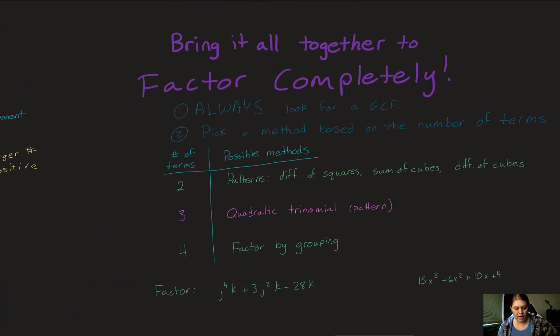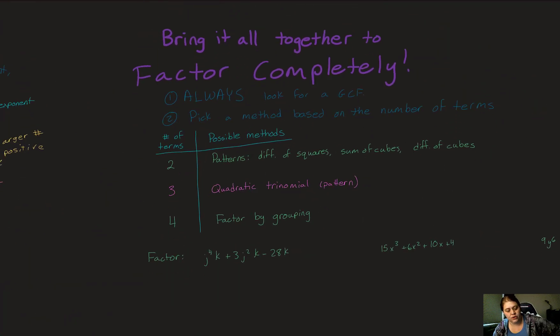Oh, it's not. Frickadoodle goodness. I'm just going to talk through this. I'm not actually going to do any of these because we are at 28 minutes long. So we're going to bring it all together by factoring completely. Always look for GCF first. And then pick a method based on the number of terms. If you have 2 terms, you're looking at patterns, either difference of squares, sum of cubes, or difference of cubes.